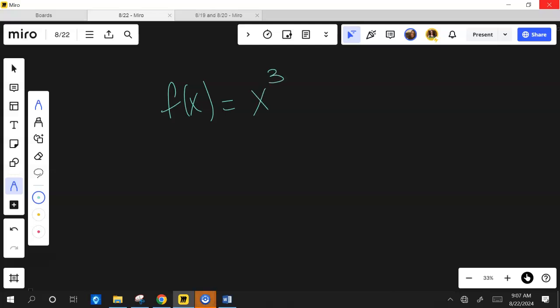Y'all ready for this? Find the derivative of f.